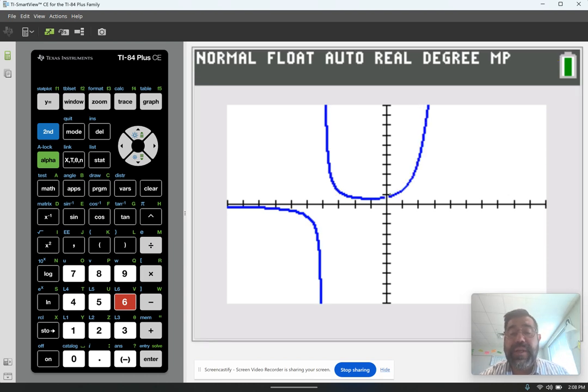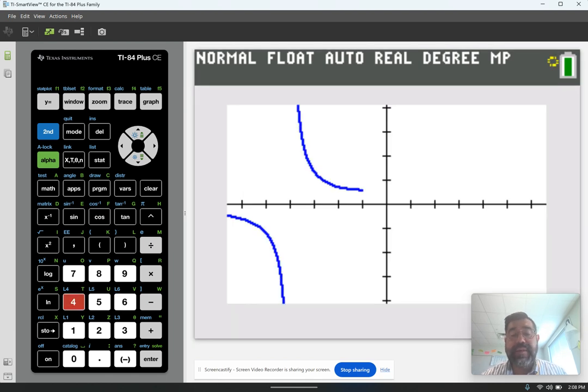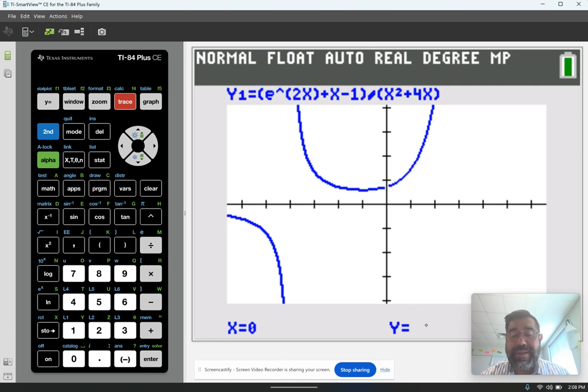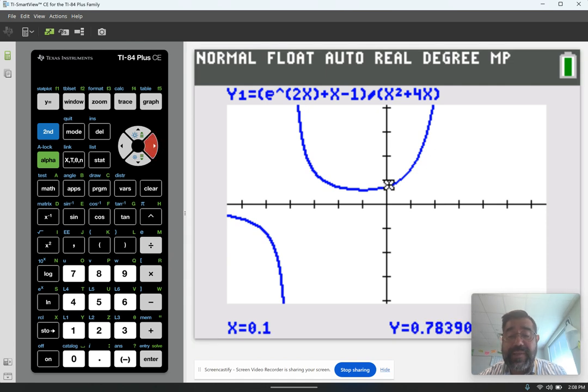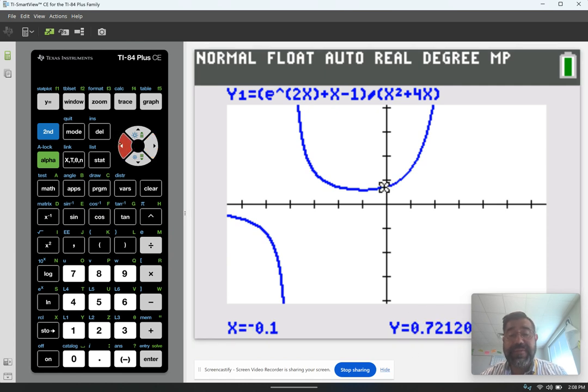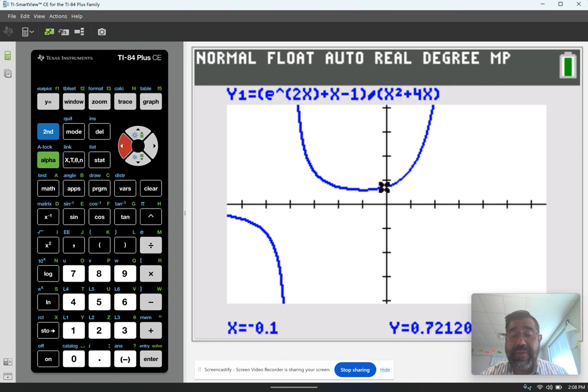And I don't know if you can tell, it looks like there's a missing point right at the y-axis here. So I'm going to zoom in a little bit and see if I can get a better look. And if I press trace, you'll definitely see that for this blue equation, which is the equation we're talking about, at x equals 0, there is no y value because there's a deleted point. However, if I go a little bit to the right, at 0.1, there is a y value, and it's 0.78. And if I go a little bit to the left, at negative 0.1, there is a y value, and it's 0.72.